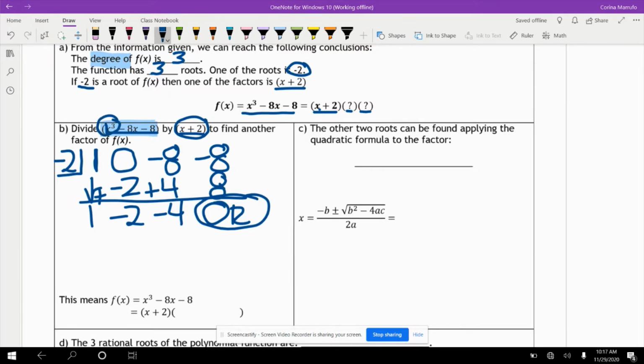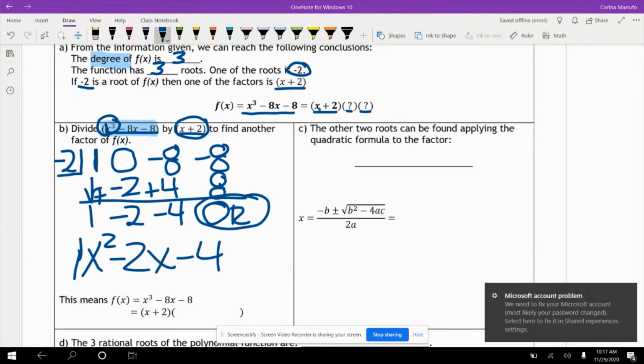So if it was x to the third power, the next one in line is 1x squared. Minus 2x minus. Okay, so that means that x plus 2 times x squared minus 2x minus 4 is going to give you a polynomial, x cubed minus 8x minus 8. Okay, but we don't have it completely broken down.